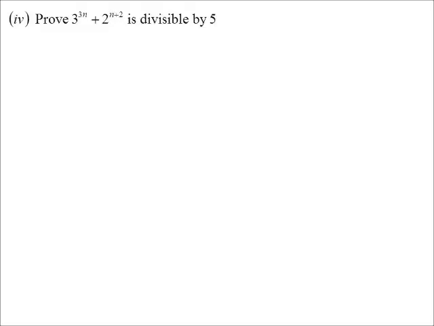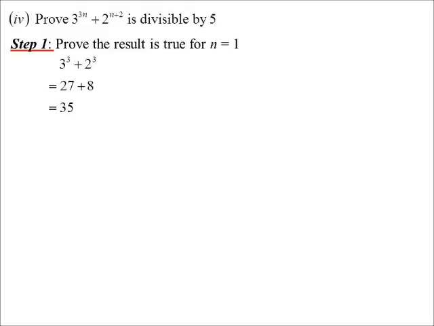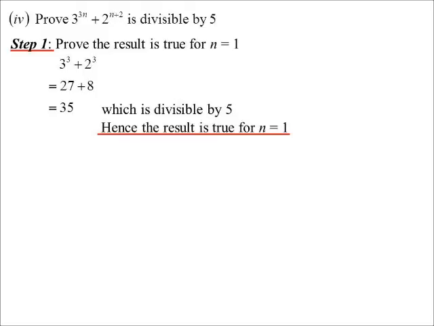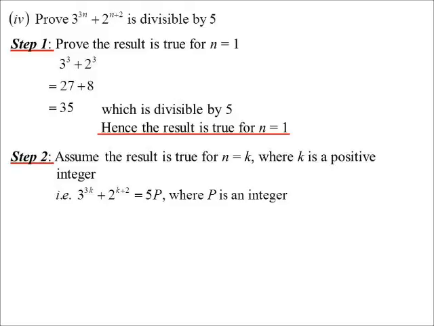Let's try another one. These ones are a bit more fun, I think. It's not immediately obvious this time that it's going to be divisible by 5. So 3 to the power of 3n plus 2 to the power of n plus 2 will turn out to be divisible by 5. So let's look at the first case. Sub in 1, I get 35, and yes, 35 is divisible. So that works. So my assumption, n equals k, so 3 to the power of 3k plus 2 to the power of k plus 2 will be 5 times something. That thing has to be a whole number, has to be an integer.